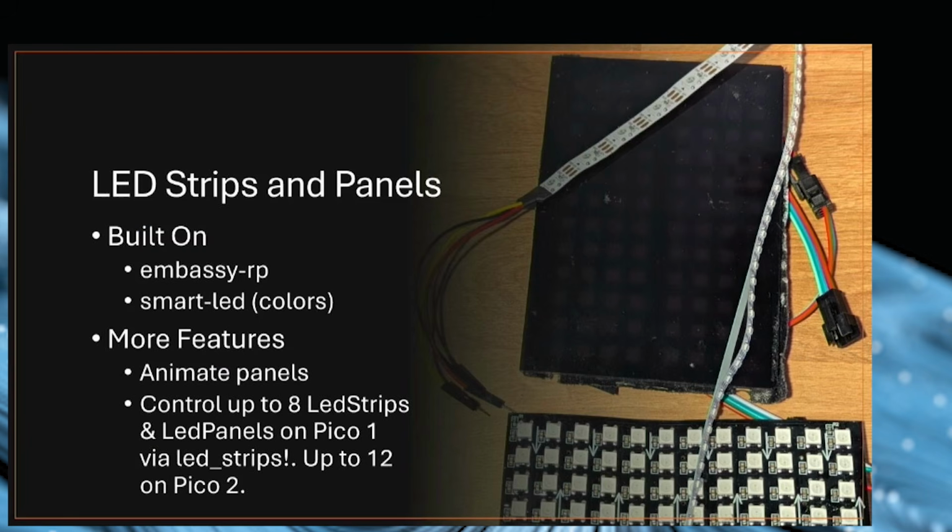So that's 2 of the device abstractions, LED strips and panels. They're both built on Embassy. They're built on other libraries like the Smart LED and the Embedded Graphics library. They have features I didn't show, like on 2D, you can animate 2D stuff too, just like you could for the 1D. And the limits are really the limits of the hardware. You can control on a Pico 1 up to 8 LED strips independently, and on the Pico 2, you can control up to 12 independently.